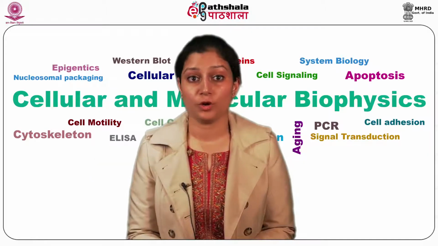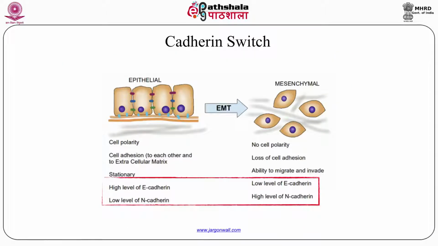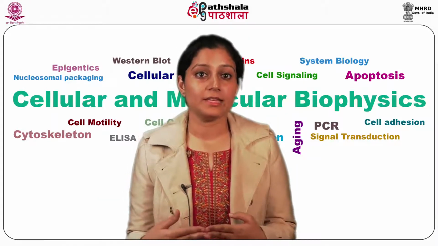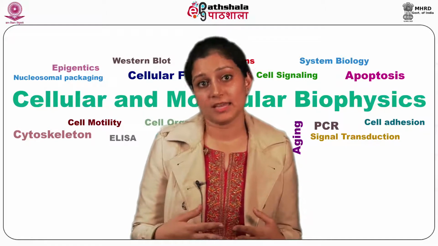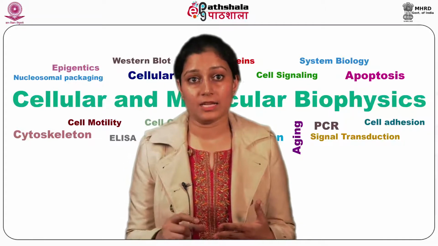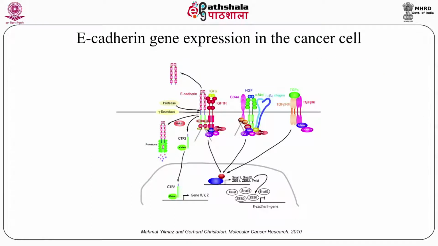Let's understand the role of cadherin switch in EMT. The invading cells often lose the apical to basal polarity. Epithelial cells with cell-cell adhesion have high levels of E-cadherin and low levels of N-cadherin. However, on mesenchymal transition, these cells gain the ability to migrate and invade, and a key feature is a decrease in E-cadherin and an increase in N-cadherin. This is known as the cadherin switch.